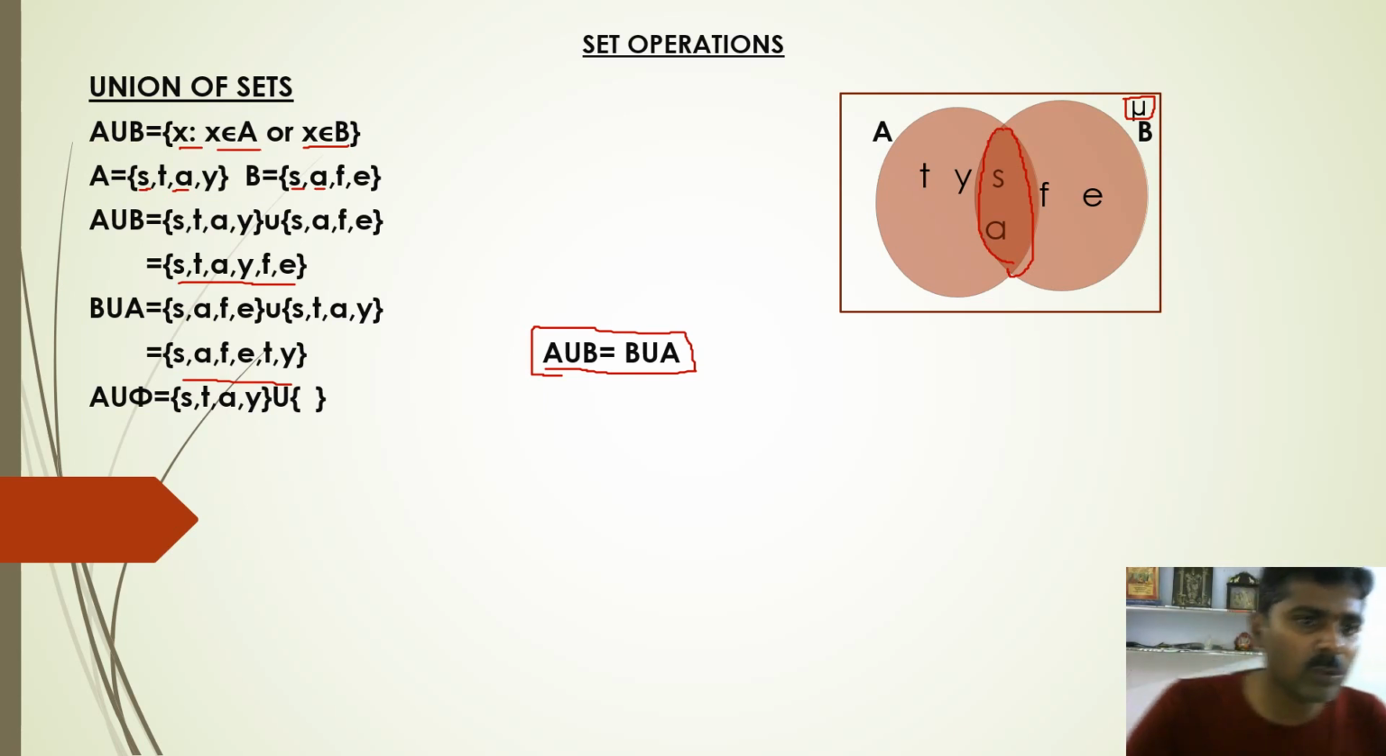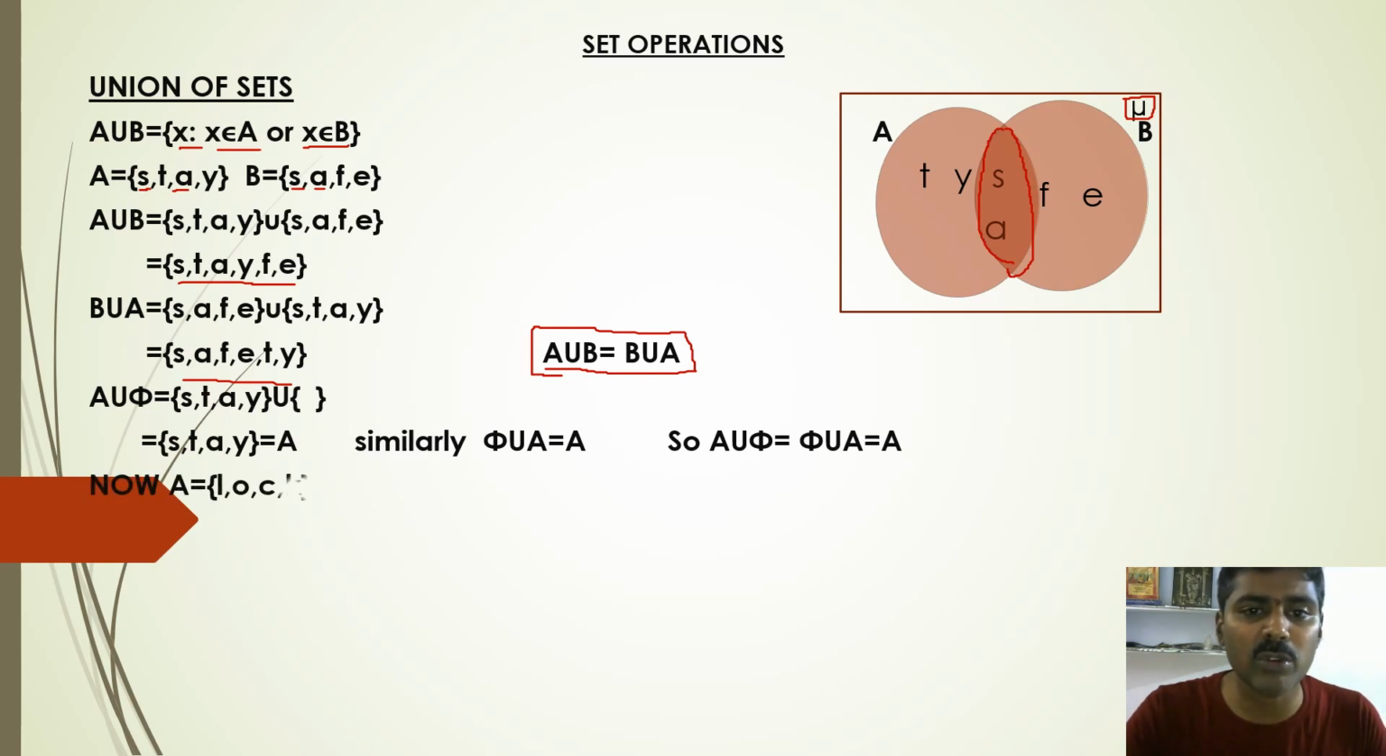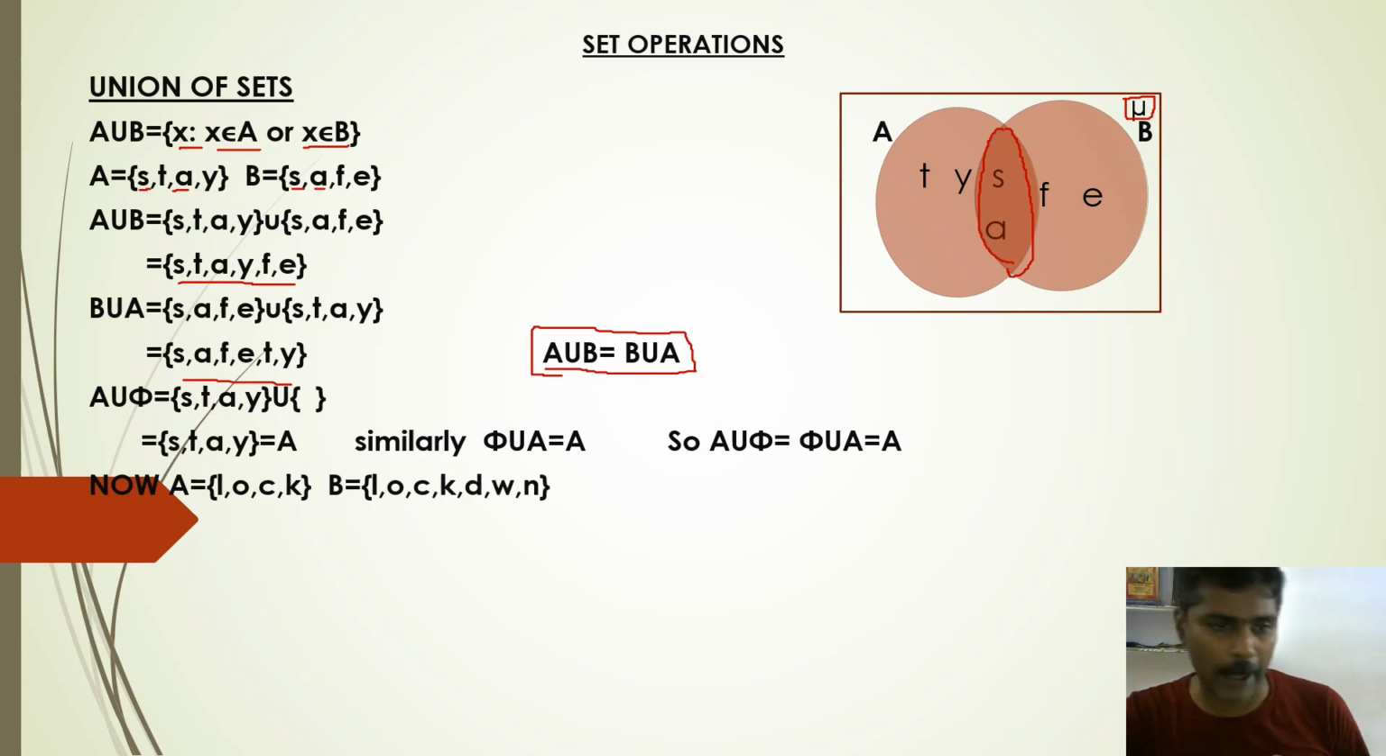And if I apply union with a null set, the set that contains no elements, what will I get? STAY union the empty set. I will get the same set A again, STAY, that is A. Similarly, if I go with phi union A, I will get A, since I have already mentioned A union B is equal to B union A. Similarly, phi union A will be A union phi. The total will be equal to A.